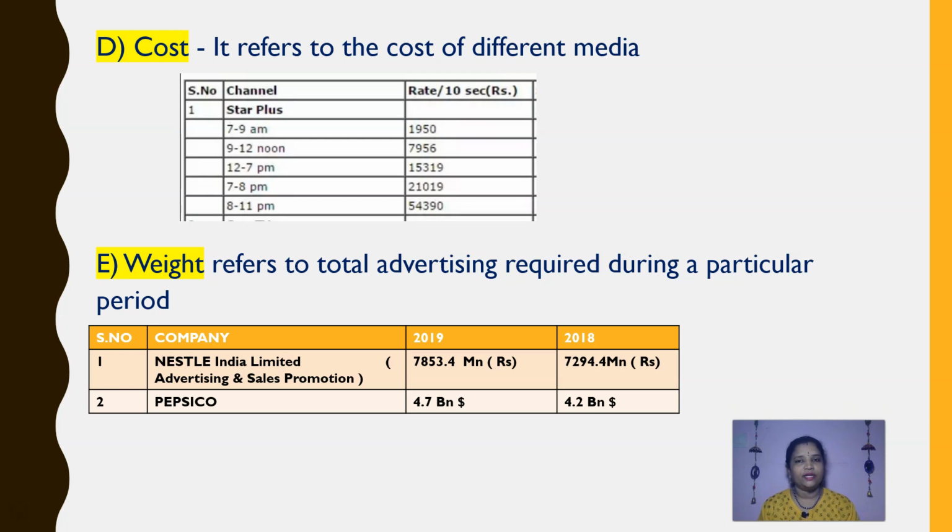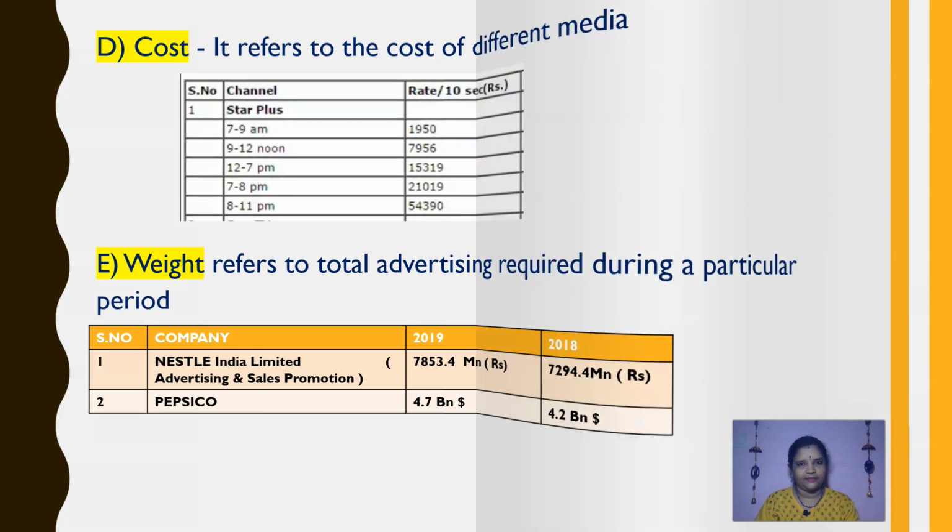At the same time, if you look at the other example, PepsiCo, it has spent $4.7 billion in 2019, and in 2018, it's $4.2 billion. So, this is the total advertising during a particular period. Here, we are talking about a particular year, in fact.